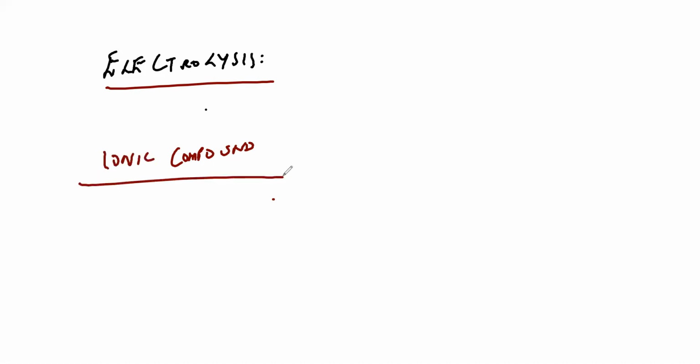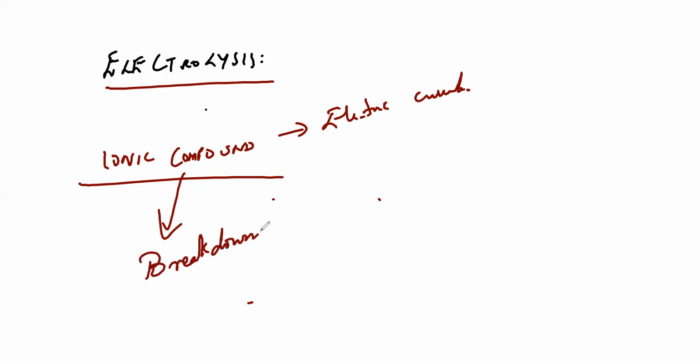So for an ionic compound, whenever we pass electric current, what happens to this compound? It breaks down. These are some of the basics we should know before knowing what electrolysis is. What does it do mainly? Those things we will be learning in detail.